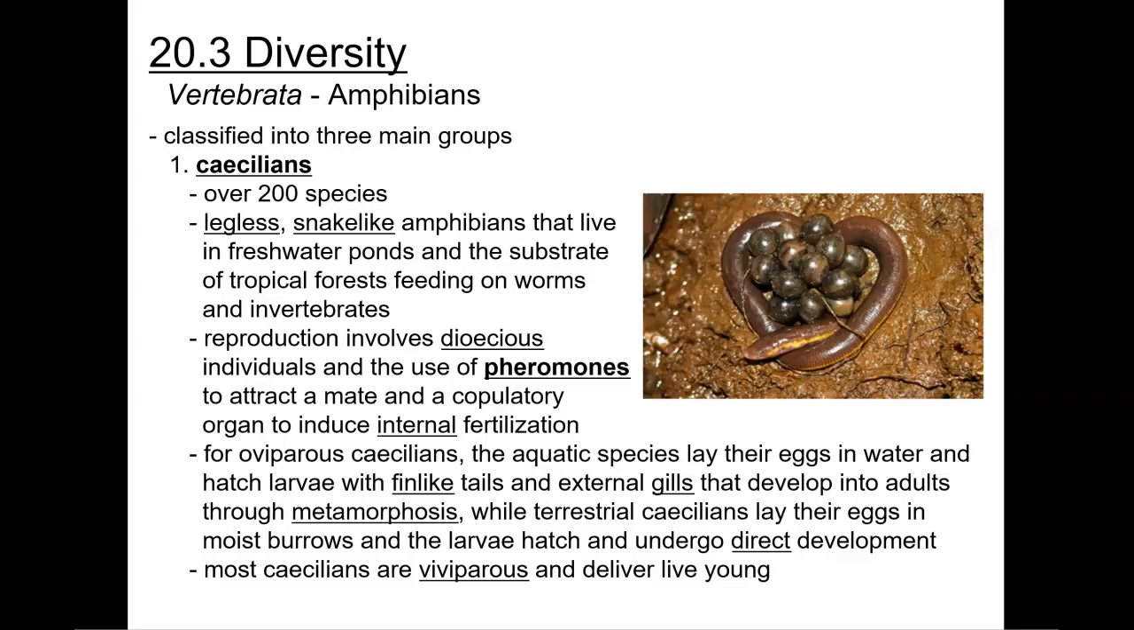For oviparous caecilians, the aquatic species are going to lay their eggs in water and hatch larvae with fin-like tails and external gills that are going to develop into adults through metamorphosis, while terrestrial caecilians are going to lay their eggs in moist burrows, and the larvae are going to hatch and undergo direct development. Most caecilians are going to be viviparous and deliver live young.